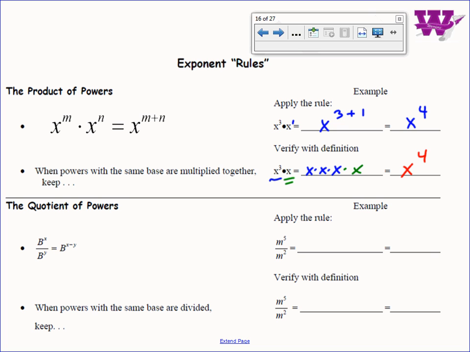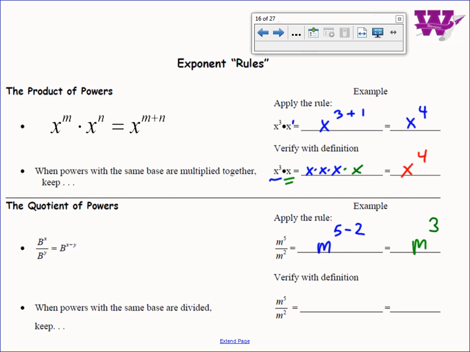Next, a quotient of powers, that is b to the x divided by b to the y, I can rewrite as a single power by doing top exponent minus bottom exponent. So b to the x minus y. If I were to apply the rule m to the 5th over m to the 2nd, that would look like m to the 5 minus 2 or m cubed. So if I apply the rule, I do top exponent minus bottom exponent and rewrite as a single power.